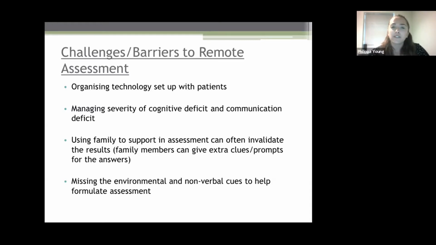It's also been a challenge for a few of the therapists to overcome not having the environment to give certain cues as a point of assessment or conversation. This is where carer involvement's really key in establishing cognitive deficit.